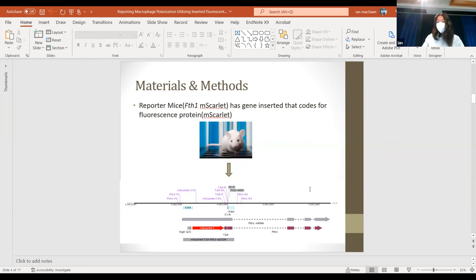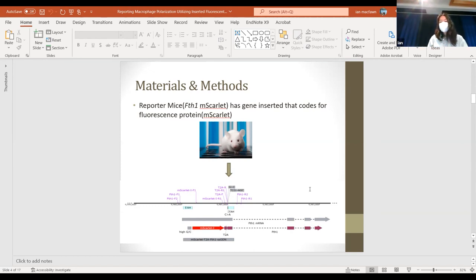So basically what makes these mice different is that there is a gene inserted into them. We used CRISPR to insert it, and it codes for a fluorescent protein called mScarlet. As you can see over there, there is a diagram of our gene in the DNA. There's mScarlet, and then a cleavage point in between, and then after that is the FTH1 gene.